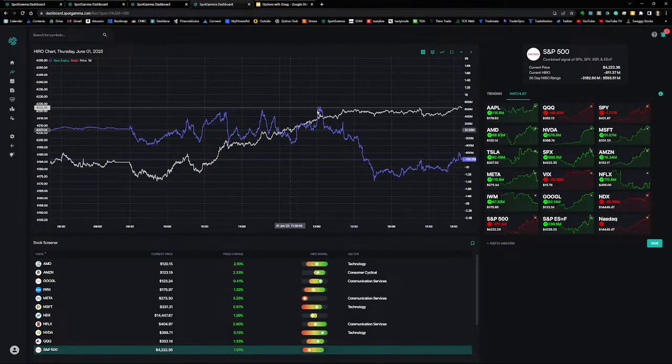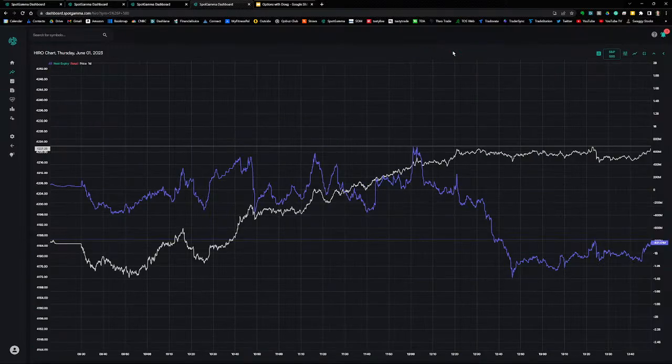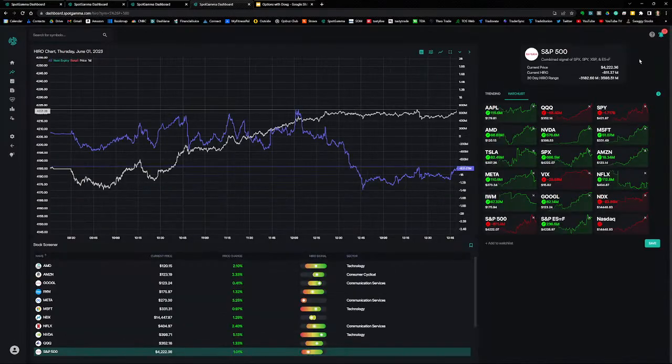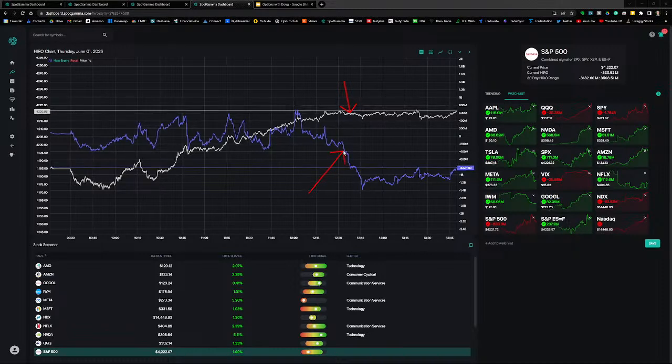All right, let's take a look at Spotgamma Hero here. What this chart is showing is price in terms of the SPX, and then hedging impact, or hedging pressure, hedging flow for options trades in SPX, SPY, XSP, and ES futures. It's a combined signal for the S&P 500, and let's take a look at some of the individual components of that before I take a closer look at this chart.